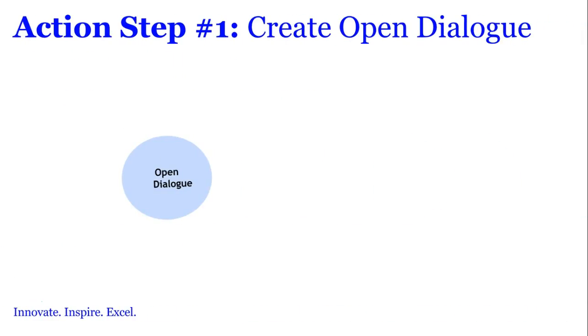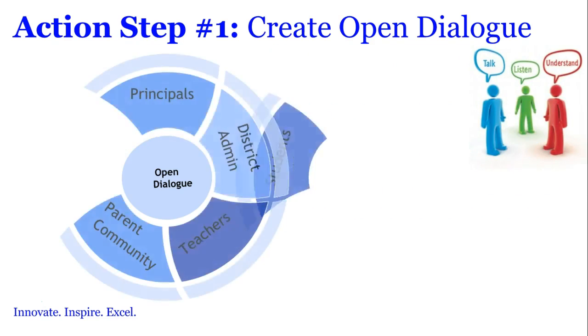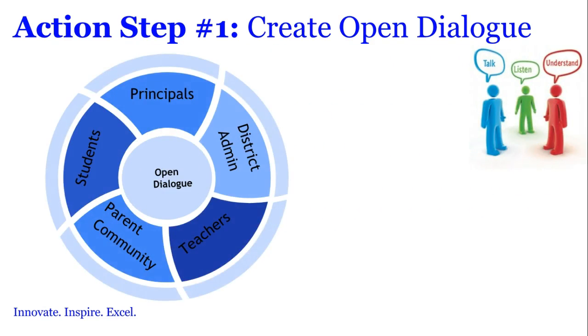Action step number 1, create open dialogue. If we are going to successfully grow in literacy and use Marzano's design questions to help guide us in teaching the standards, it is imperative that we have open dialogue across all grade levels and departments. Before any major change takes place, transparency is imperative and open dialogue is important.